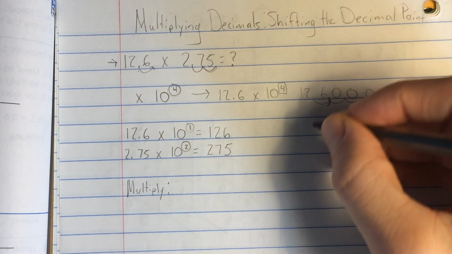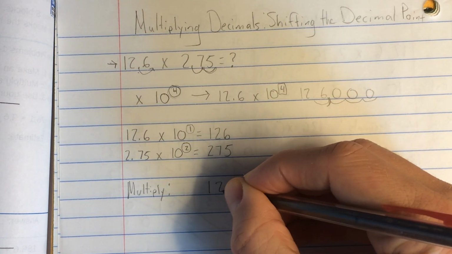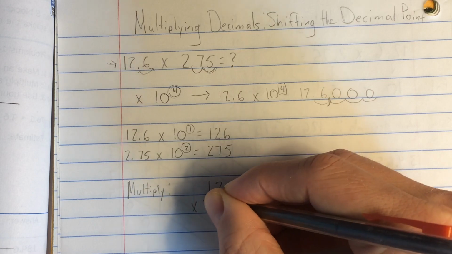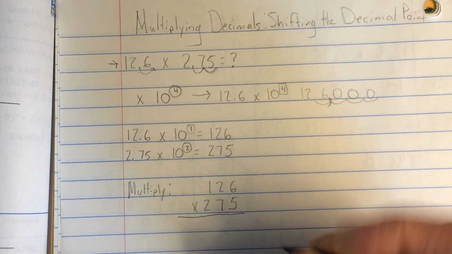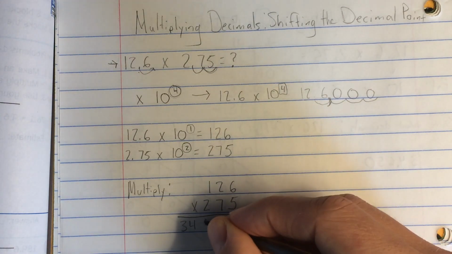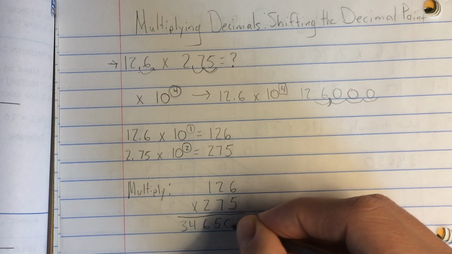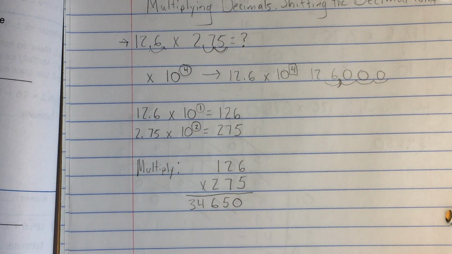And if we multiply these two together, 126 times 275, you get 34,650. Okay, could be tempting to say, all right, I'm done. 12.6 times 2.75 equals 34,650. Not so fast. We have one final step.